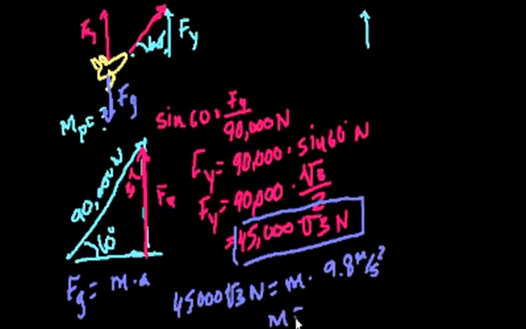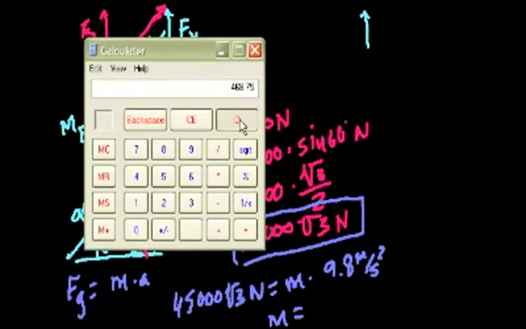So the mass is equal to, let me get the calculator out because this is getting very messy. The square root of 3, times 45,000. So that equals that. That's the force in the y direction in newtons, essentially the weight of the plane. And then we divide by 9.8 to get the mass of the plane in kilograms.